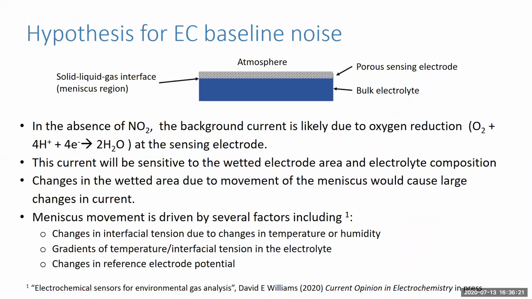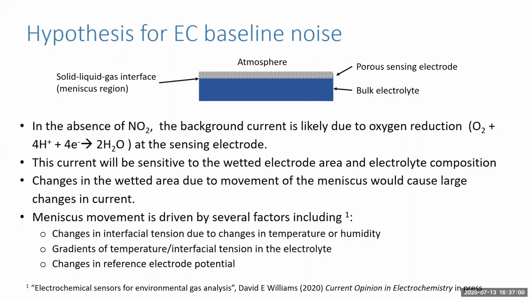This next slide shows our hypothesis for these baseline signal changes. We believe that the baseline current is likely due to oxygen reduction in the sensing electrode. And this current will be sensitive to the wetted electrode area and electrolyte composition. The changes in that wetted area are due to movement of the meniscus, which is that three-phase boundary between the gas, the solid electrode and the electrolyte, would cause changes in the current.